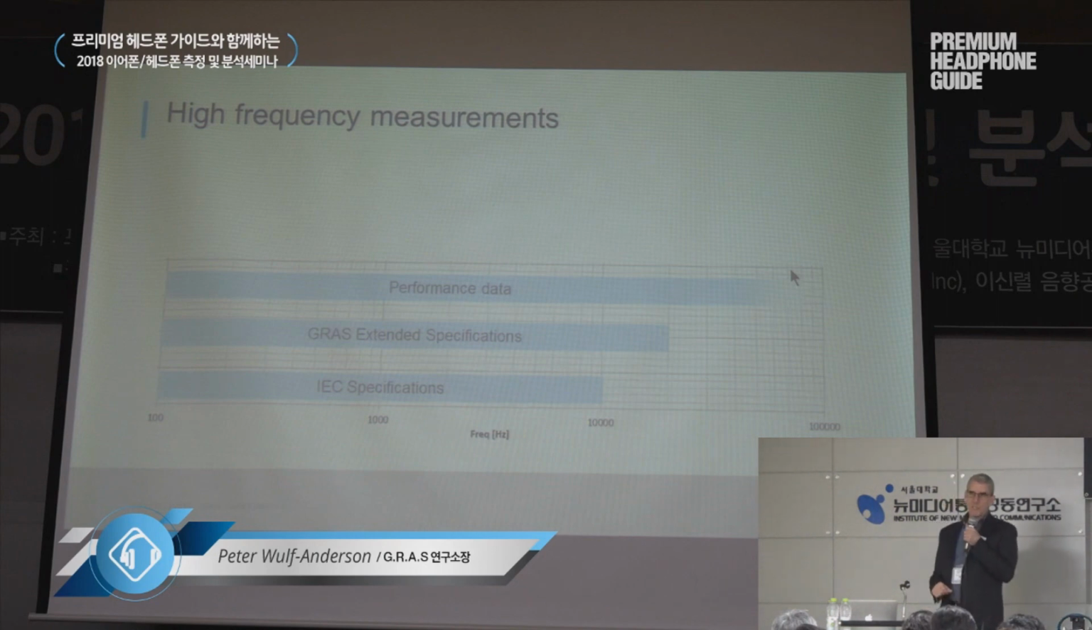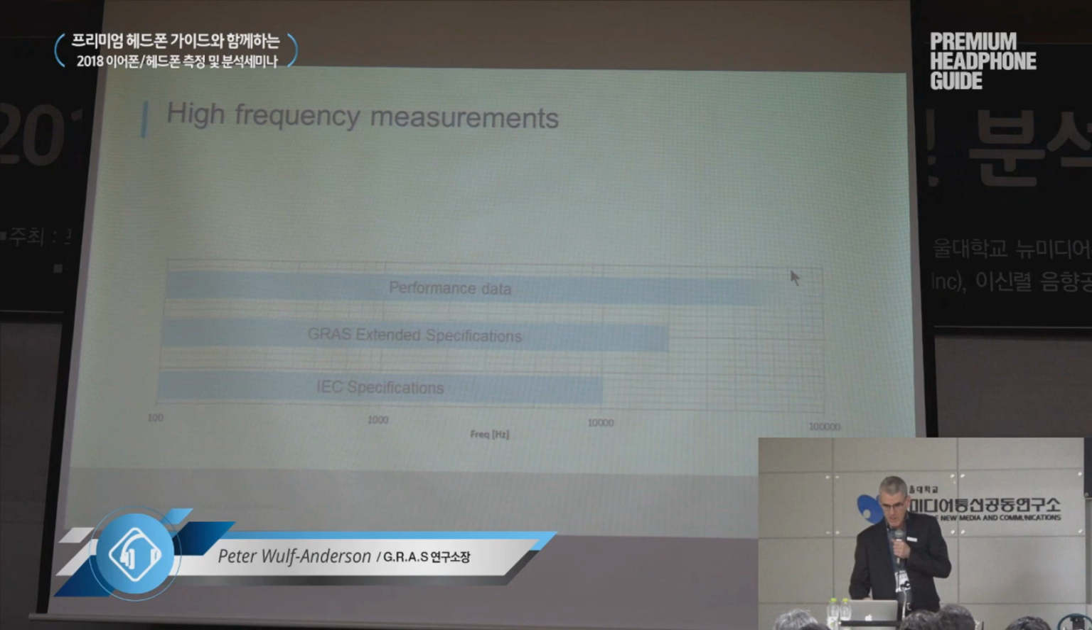So far I talked about what happens up to 20 kilohertz. But I know also that some people are interested in what happens after 20 kilohertz. And it's not like our equipment stops measuring. So if you look at this one, we can see the IEC specification goes up to 10 kilohertz. We have now extended the narrow tolerances up to 20 kilohertz. But what happens if we try to push it even further?